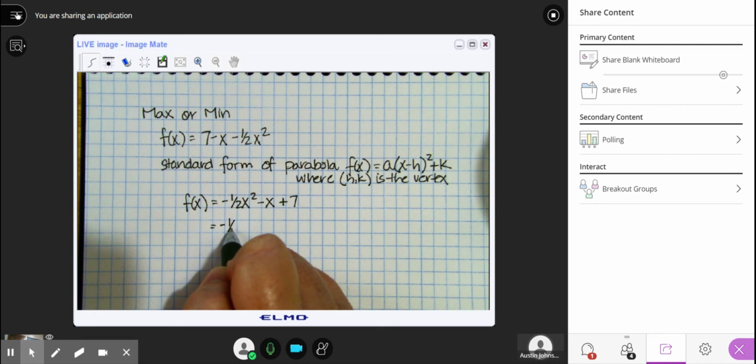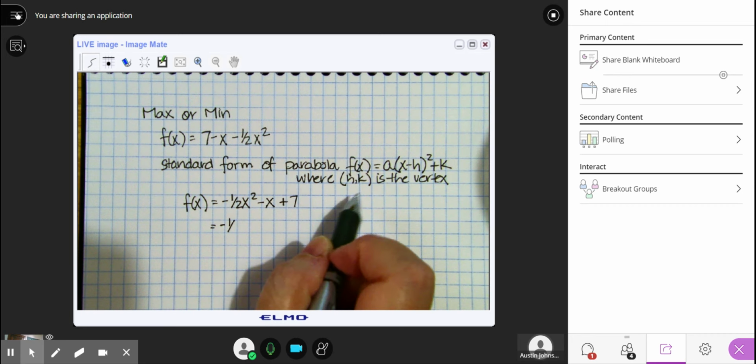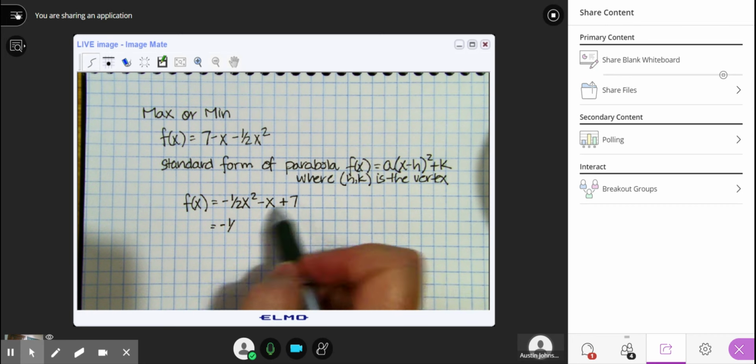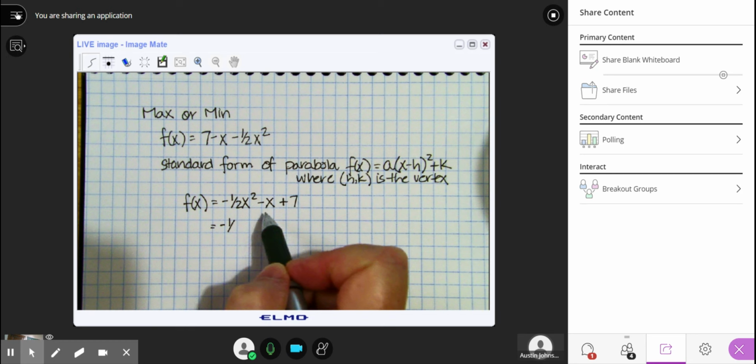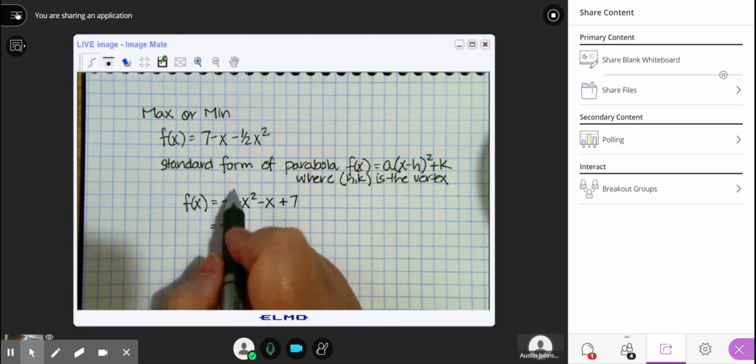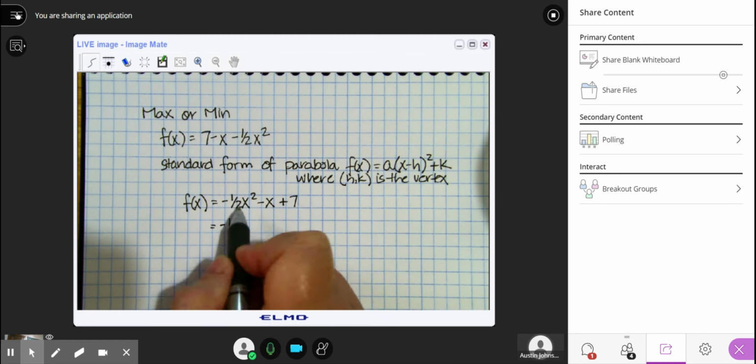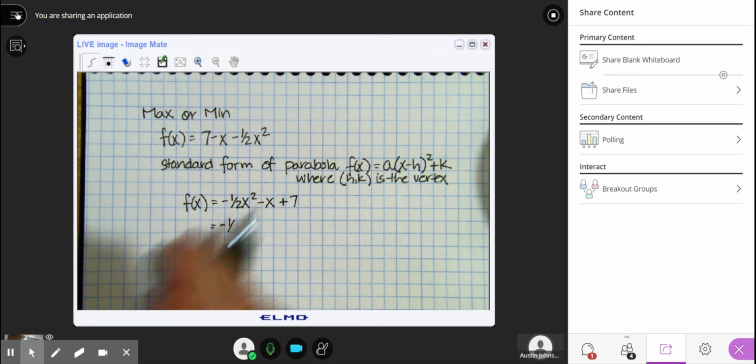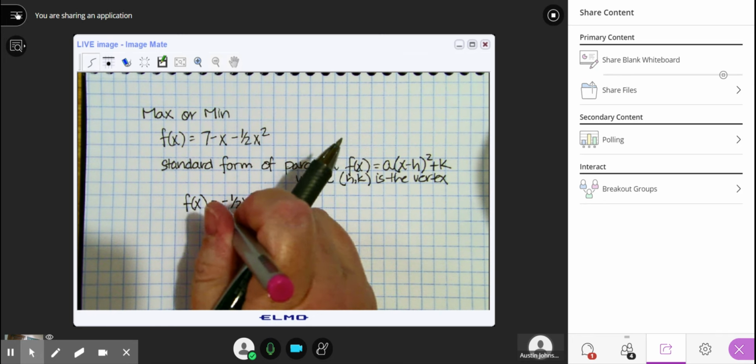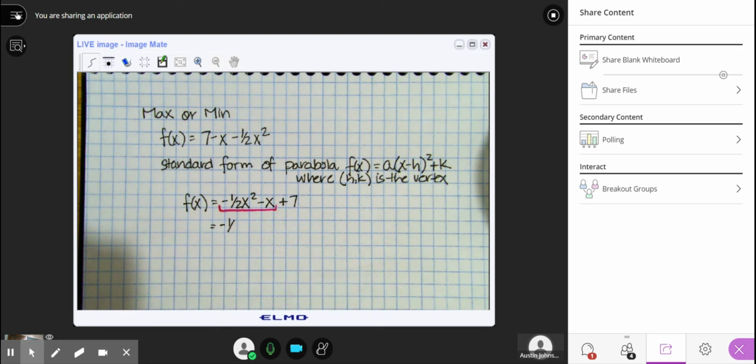Yep. No. We've got to find hk, which means we've got to put this mess into standard form. So to do that, I'm going to factor the 1/2, the negative 1/2 out of the first two terms.